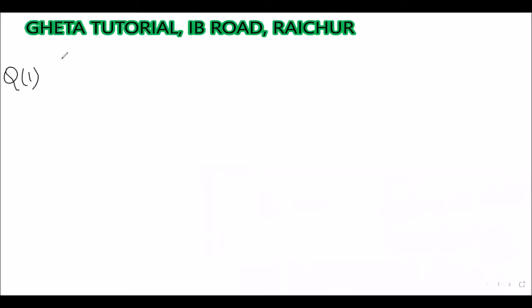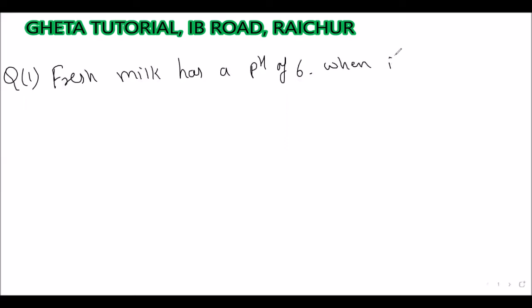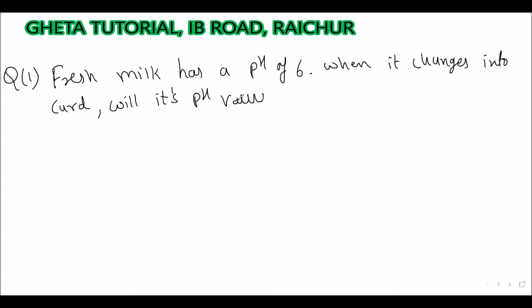A question based on milk. Fresh milk has a pH of 6. When it changes into curd, will its pH value increase or decrease? Why?